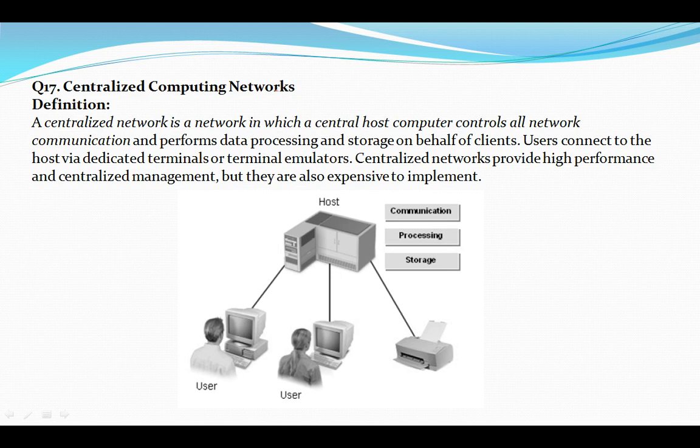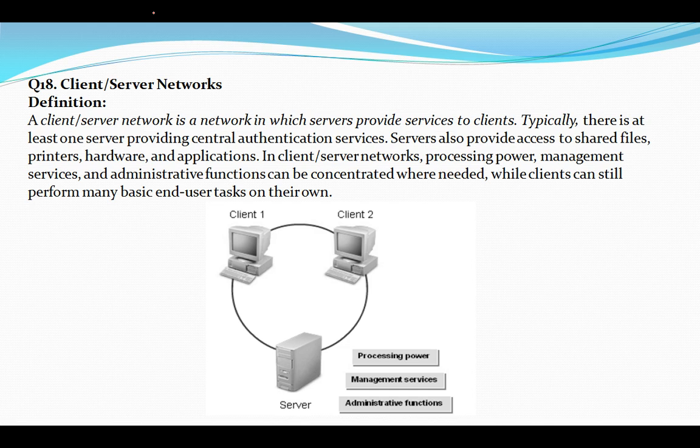We will see the centralized computing network here. Definition: a centralized network is a network in which a central host computer controls the whole network. It will control all the network communication and perform data processing and storage on behalf of the client. So on behalf of the user or client, it will be doing all the activities. Now the next question is client server. What do you mean by client server? A client server network is a network in which a server provides services to clients. The server will provide services to the client like authorization, authentication, resource access and so on.